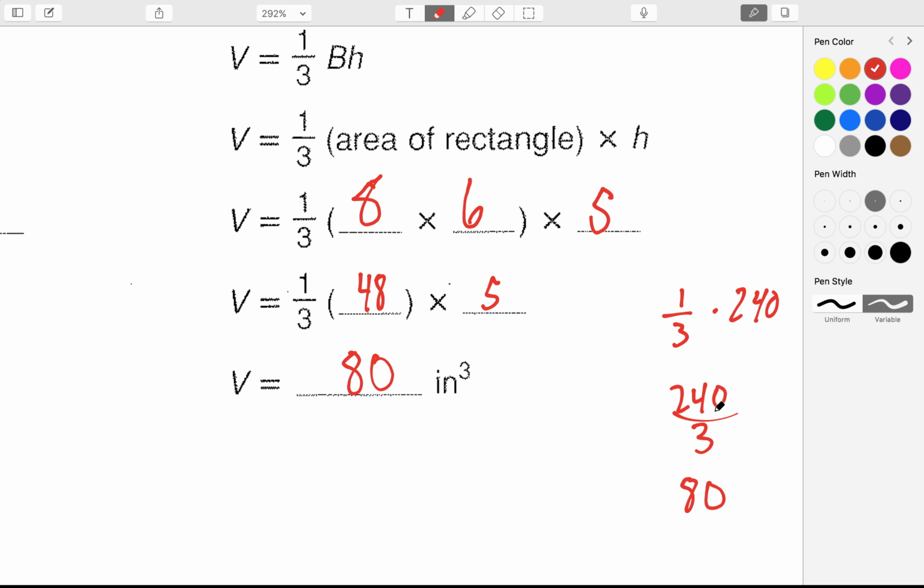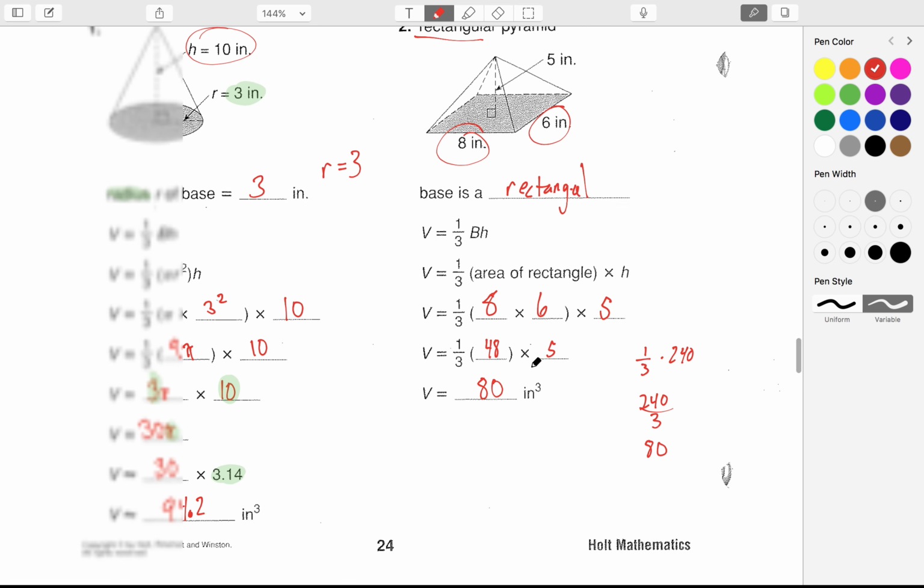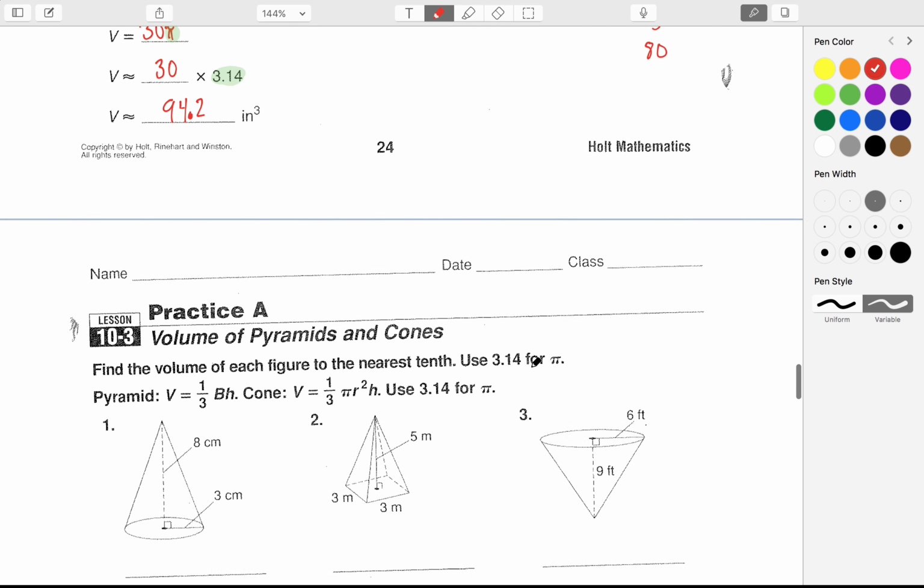Now, if you don't believe me or you couldn't follow that, then definitely use the calculator so you can see where I got this from. But all I did was cover up this 0. 3 goes into 24 8 times. Put the 0 back on, and now it's 80. Okay, going to the next one.